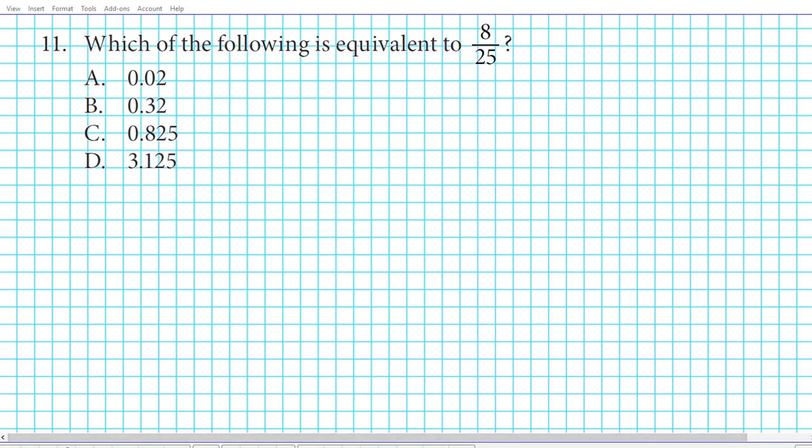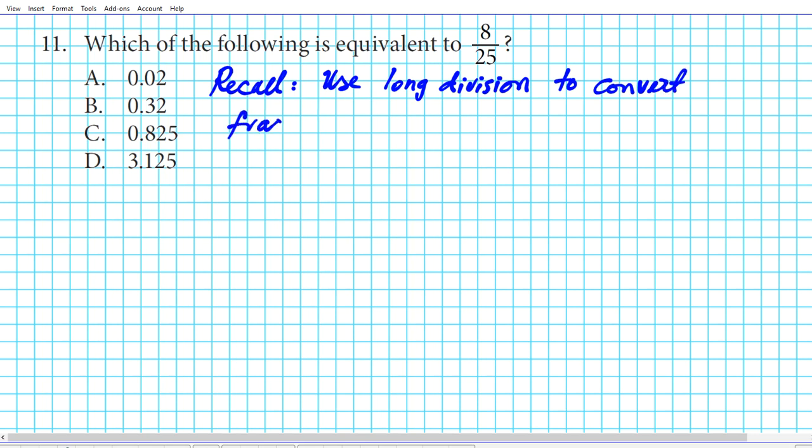So one thing you want to remember is how to convert fractions to decimals. One thing I'd like you to recall is to use long division to convert fractions to decimals. That's the procedure we're going to be using to convert this given fraction into its decimal form. Then we want to see which of these options is equivalent to the result that we get.